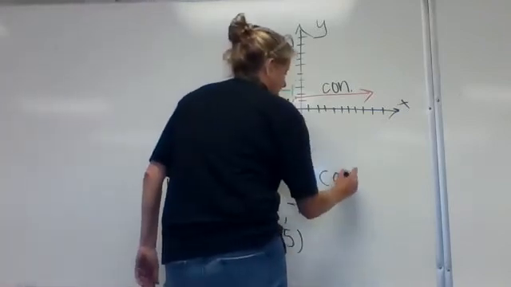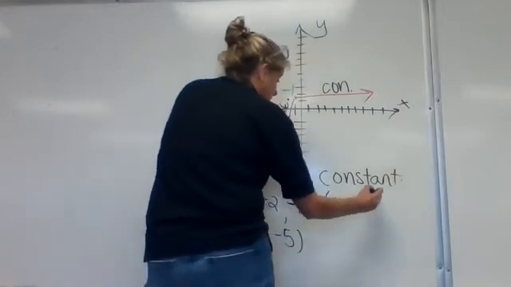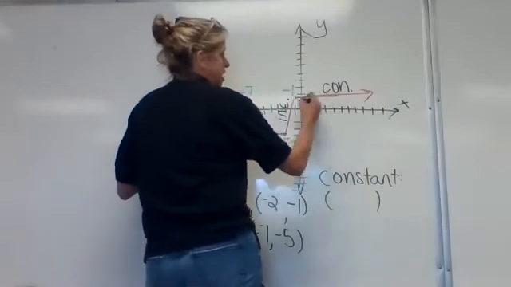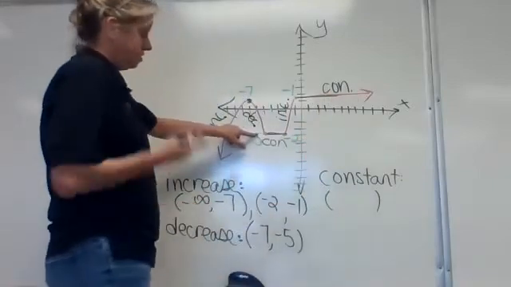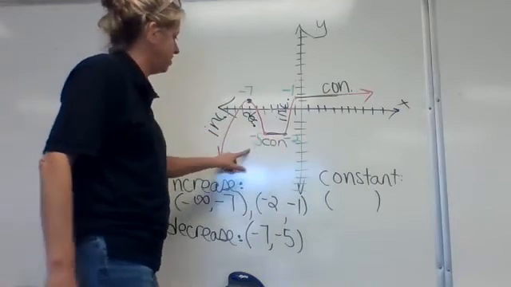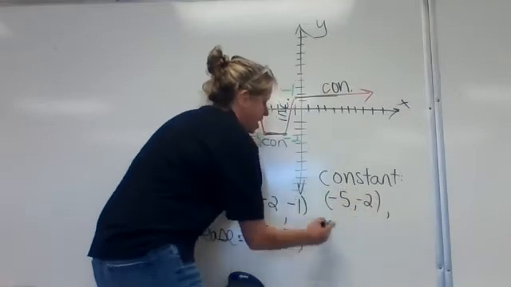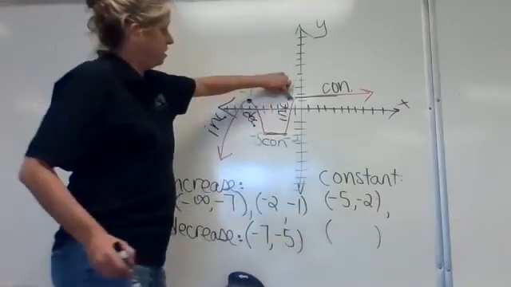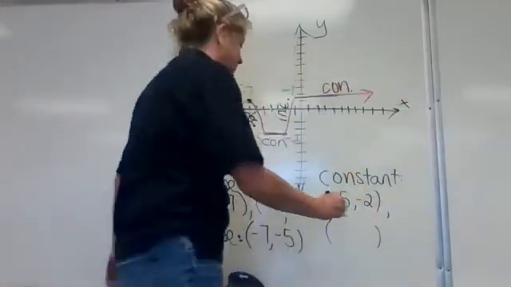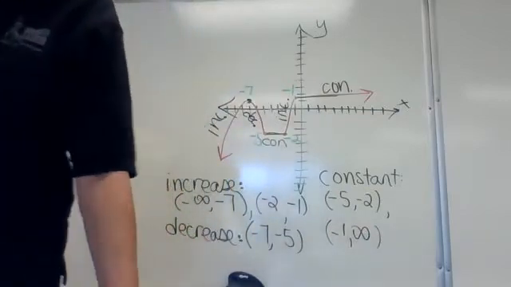And the last question says, okay, where is it constant? And it's constant in 2 places, right? There's a constant, and then there's a constant. This one, its interval, again, I already wrote the numbers down. That's why I do it ahead of time. -5 to -2. And the other constant starts here at -1 and goes to the right forever. So from -1 to infinity.